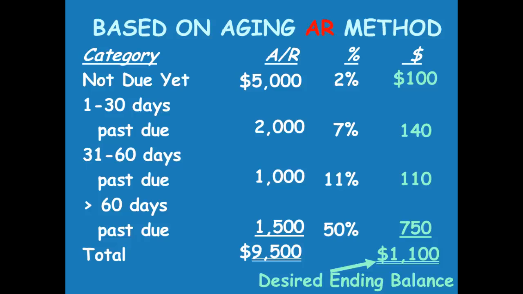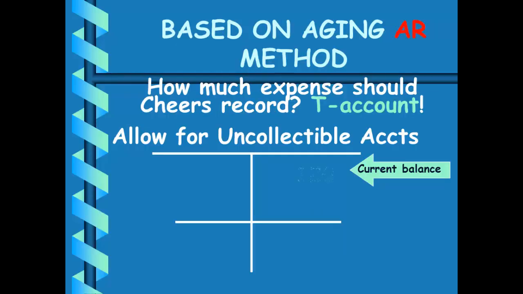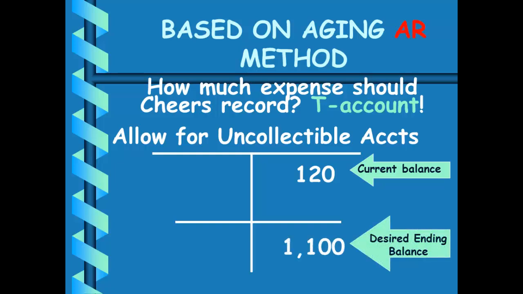That means when I finish this journal entry, I better have $1,100 in the allowance for doubtful accounts. We've got to think about what's already in that account. Draw a T account. We already have a credit balance of $120 that was given to you. We said we want to end up with a credit balance then of $1,100. To get from a credit of $120 up to a credit of $1,100, how much must I make my adjusting entry for? $980. In other words, you had to subtract.